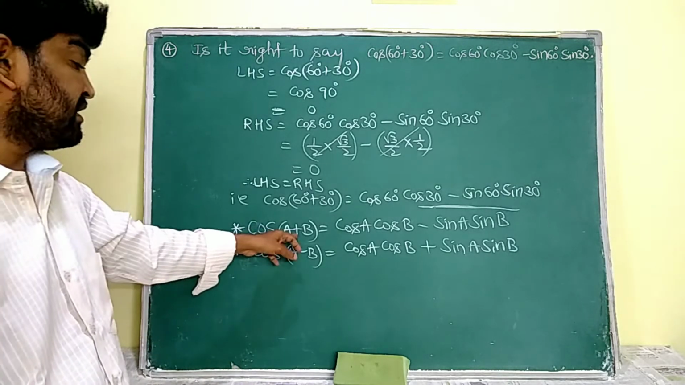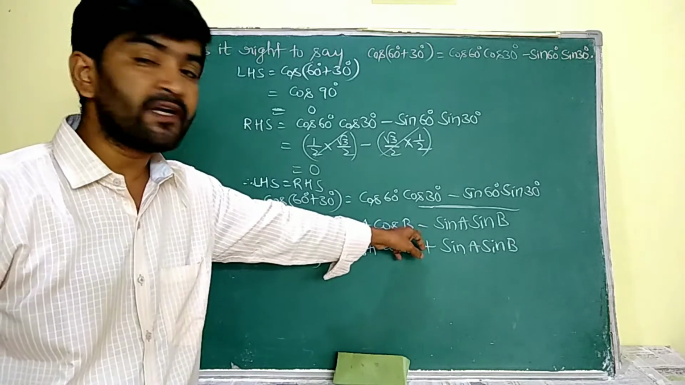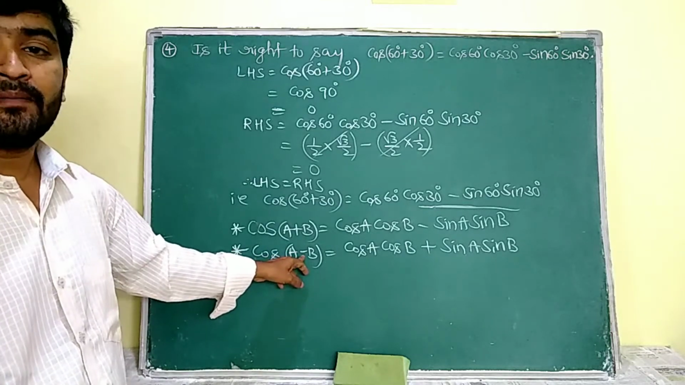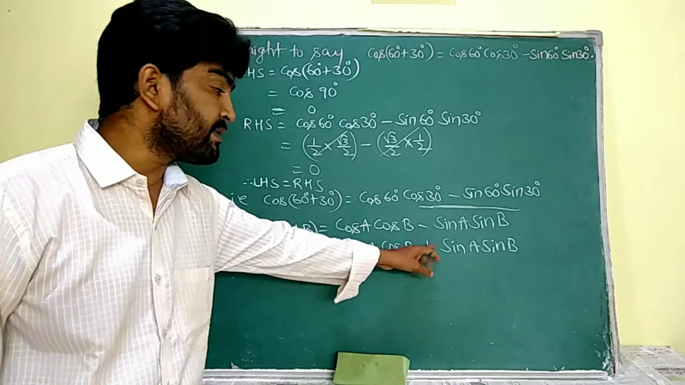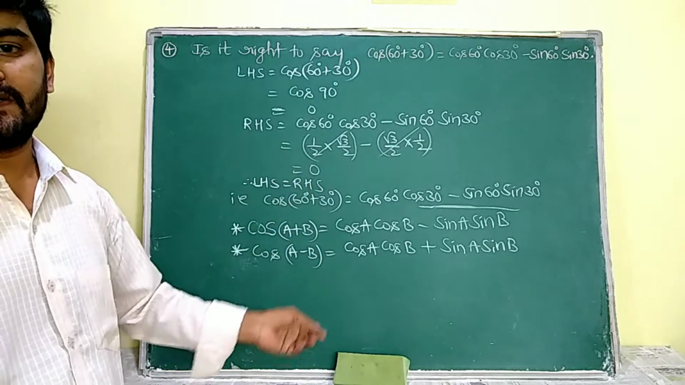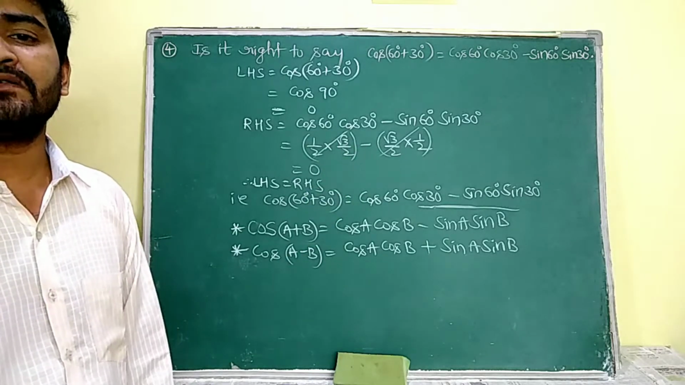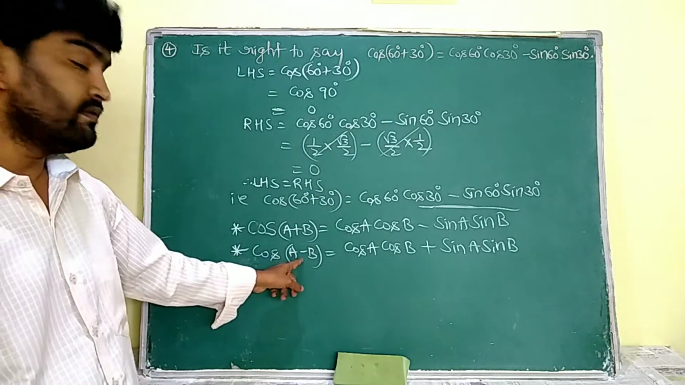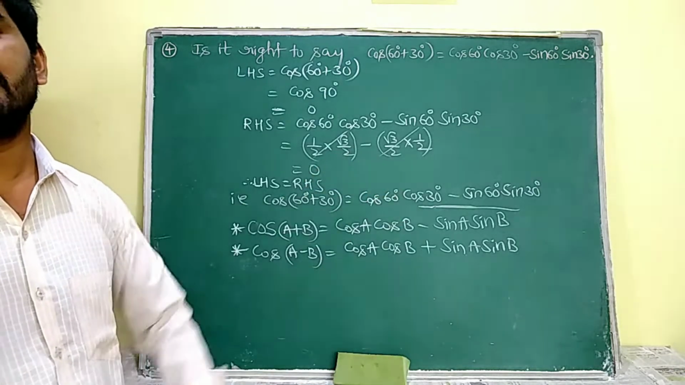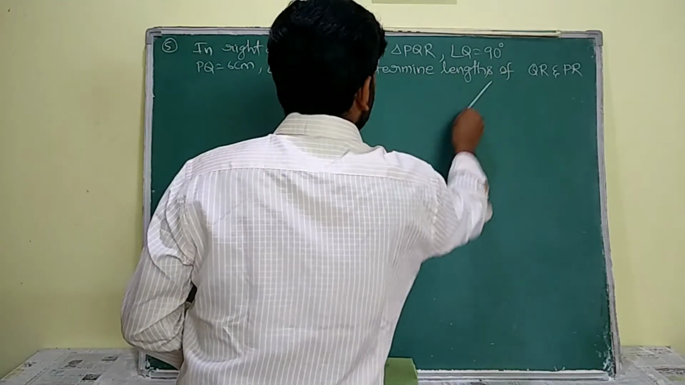If he asks you to write cos(A+B), then in the middle of those two terms you write minus: cos A cos B minus sin A sin B. And cos(A−B) is cos A cos B plus sin A sin B. Alternate symbols are there. If cos(A+B) is asked, definitely in the formula you will have minus. If you want to write the cos(A−B) formula, definitely you have to write plus. Okay, just draw the triangle here.